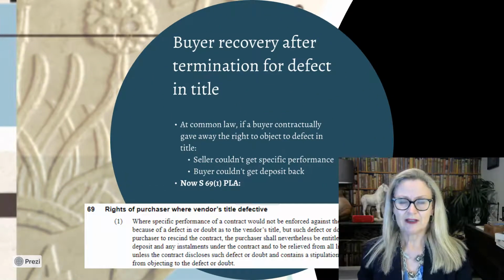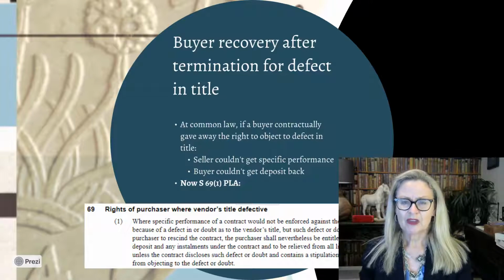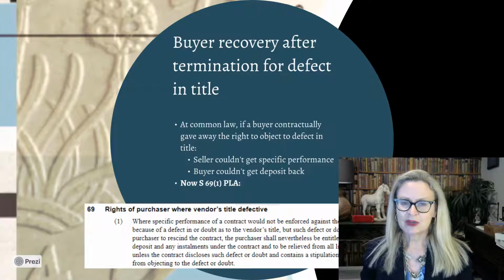In terms of the buyer, there is an issue where case law had established that if a buyer had contractually given away the right to object to a defect entitled by the seller, you arrived at this rather odd situation where, because the seller was in breach and had a defect in title, the seller couldn't request specific performance, but at the same time the buyer's given away the right to object, so the buyer can't get their deposit back. So you've got this odd stalemate situation happening. That's been rectified by 69 sub 1 of the Property Law Act.